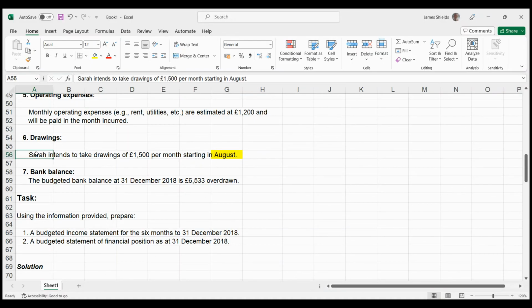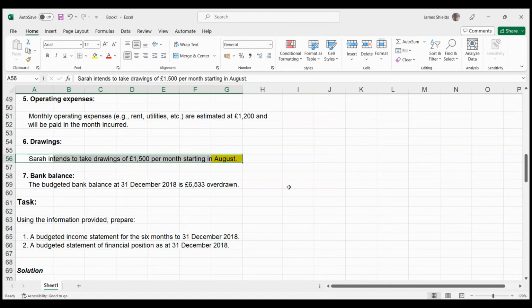Sarah intends to take drawings of £1,500 per month starting in August. So she's starting in August. She's not starting in August. Now our budgeted statement of financial position is up to the end of December. So we need to work out how many months that is going to be. So it's going to be August, September, October, November, and December. So it's going to be 5 months.